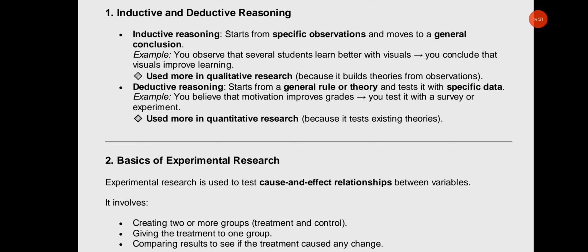Deductive reasoning starts from a general rule or theory and tests it with specific data. For example, you believe that motivation improves grades. You test it with a survey or experiment. Deductive reasoning is mostly used in quantitative research because it tests existing theories.